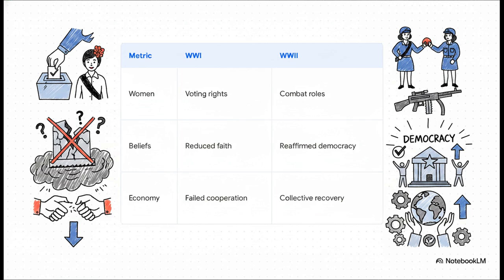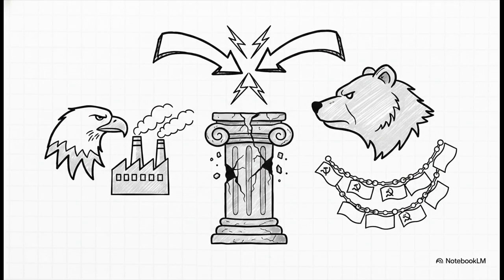Economically speaking, instead of failing to cooperate like everyone did in the 1920s, the post-WWII powers realized that collective action for economic recovery wasn't just a good idea, it was absolutely critical for survival. Ultimately, the end of the conflict left a massive, glaring power vacuum right in the heart of Europe, and that vacuum was perfectly filled by two nations.